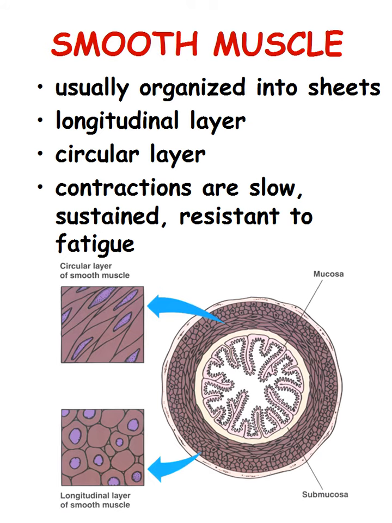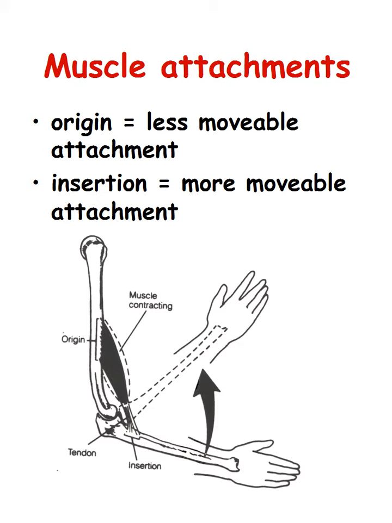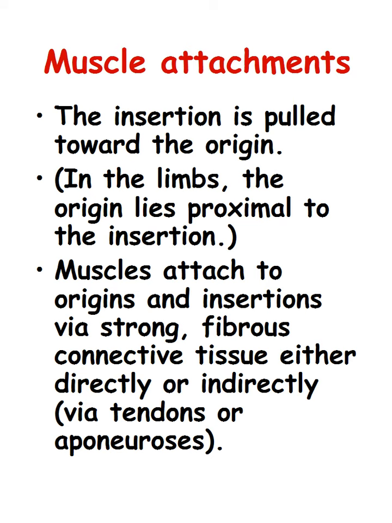Most skeletal muscles extend between bones and cross at least one mobile joint, so upon contraction, one of the bones moves while the other bone usually remains fixed. So the less mobile attachment of a muscle is the origin, and the more mobile attachment of the muscle is its insertion. Usually the insertion is pulled toward the origin. In the limb, the origin typically lies proximal to the insertion. So for example, the biceps brachii originates on the scapula and inserts on the radius. The contraction of this muscle pulls the forearm toward the shoulder.